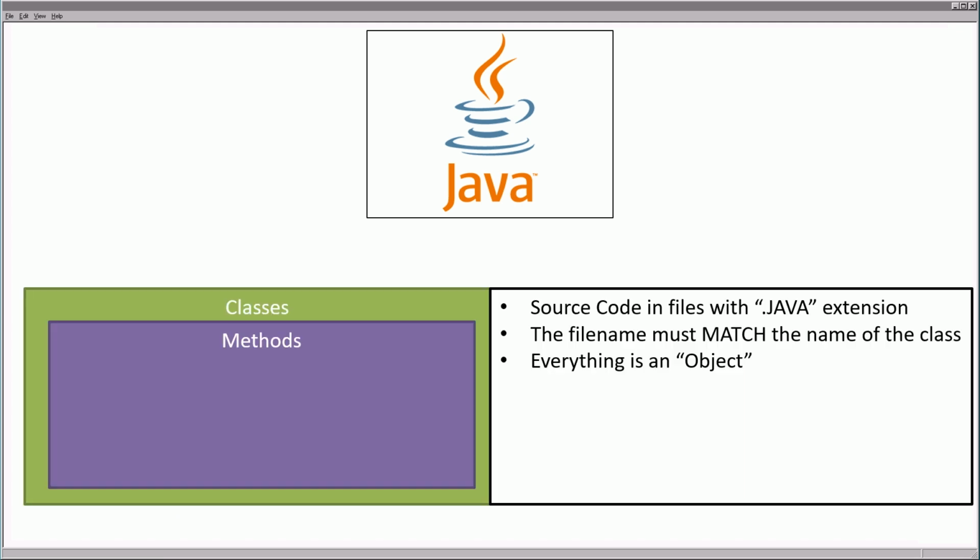Now, more specifically with Java, the source code files end with the .java extension, and Java makes a very specific rule. The file name has to match the name of the class inside of the file. If you don't do this, this creates what we call a syntax error, and effectively your code will not run. Once again, everything in Java is organized class first, then by methods. And that indicates that everything in Java is an object.